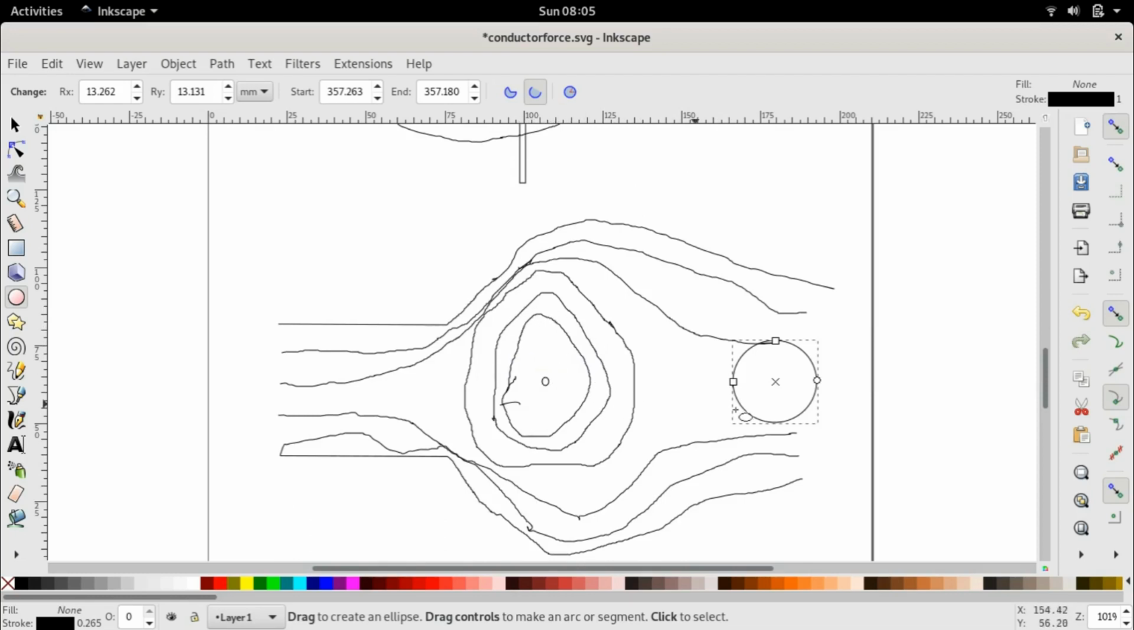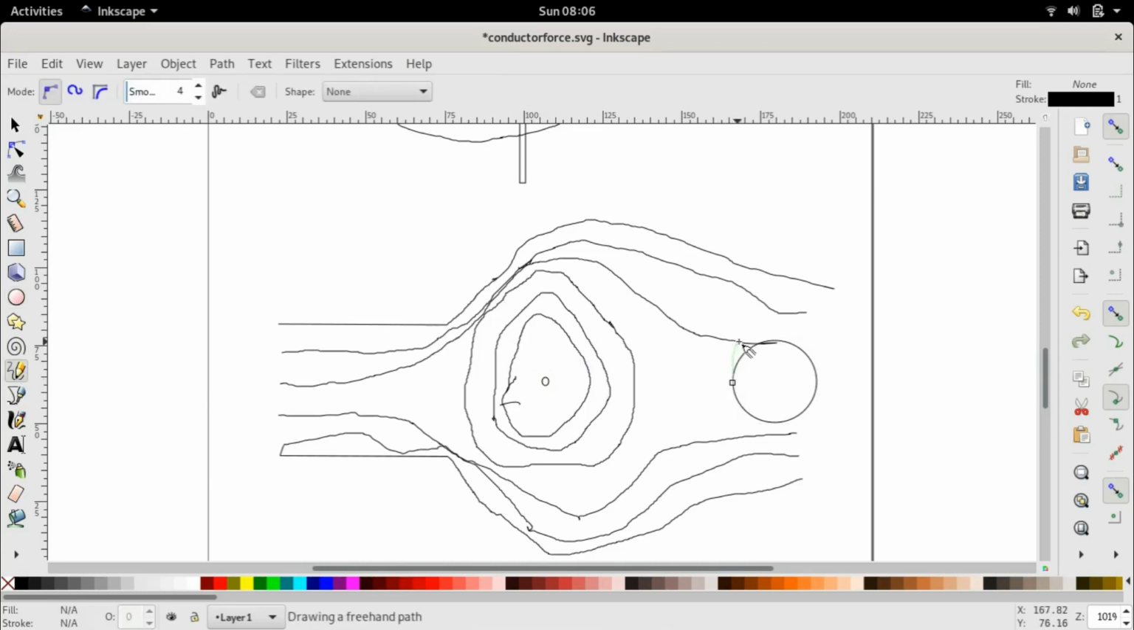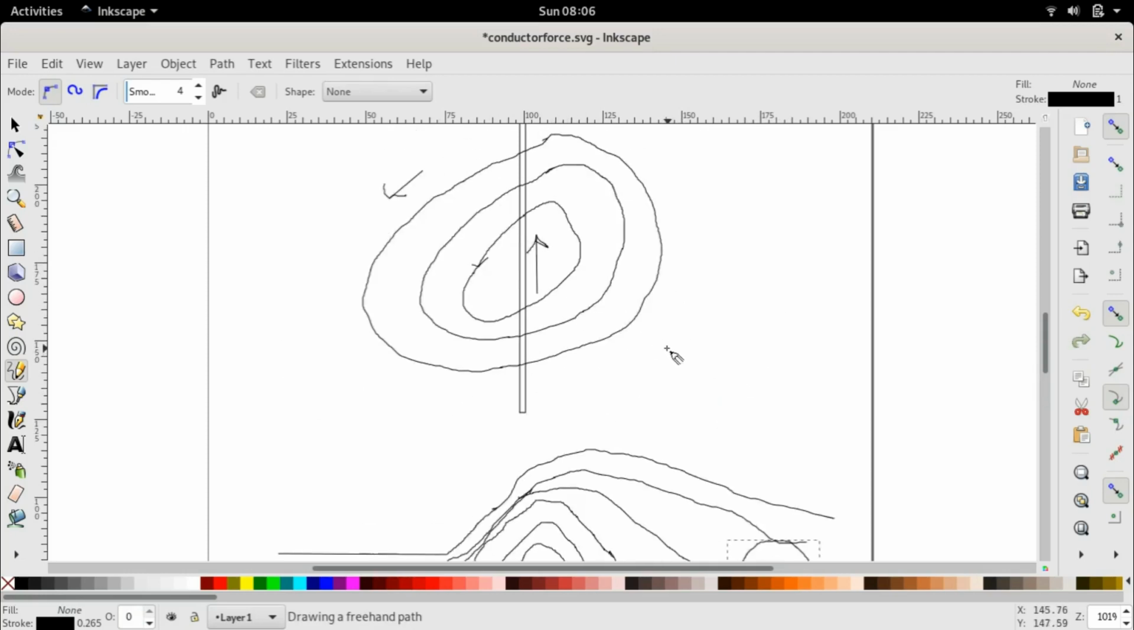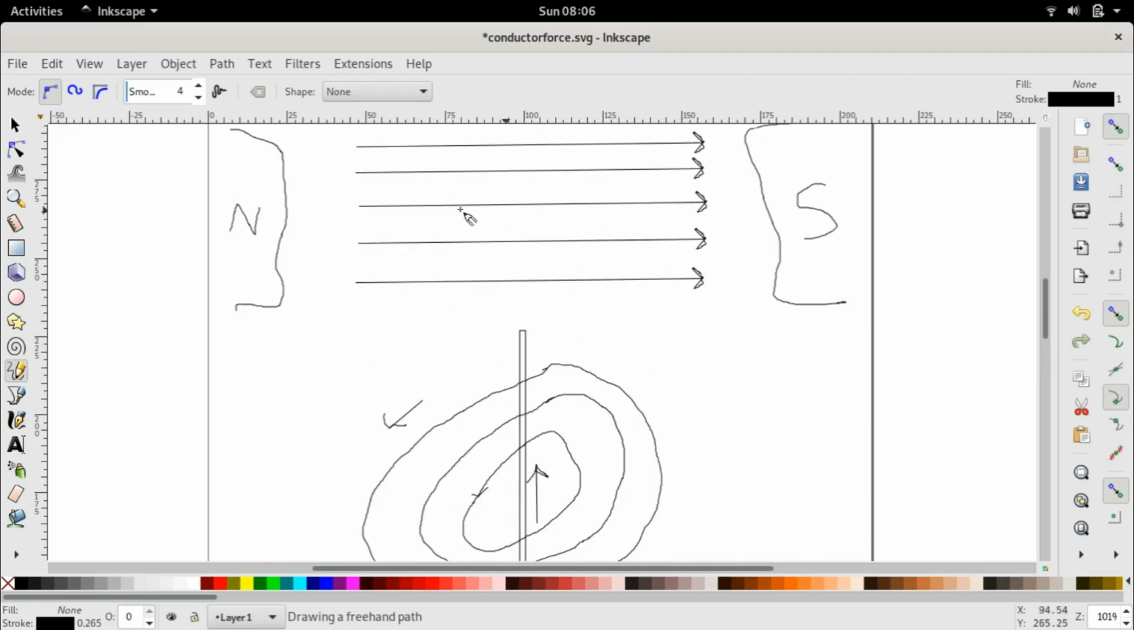we see that the magnetic lines of force, which should have been circular, are now distorted, which means they are flattened at the bottom and elongated at the top. Now, of course, this is because of the direction of current, the direction of these magnetic lines of force, and the direction of this external magnetic field.